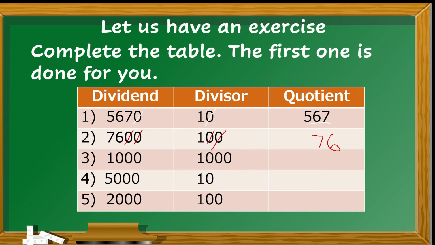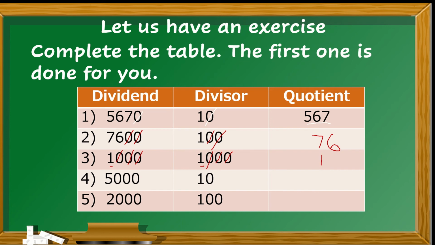Next, dividend is 1,000. Divisor is 1,000. They're just the same. So, anong gagawin? Ganun pa rin. Cancel 3 zeros because there are 3 zeros. Then, another 3 zeros for the dividend. So, ano na lang ang remaining? Ang remaining ay 1. Ito ay 1. So, 1 divided by 1 will be 1.